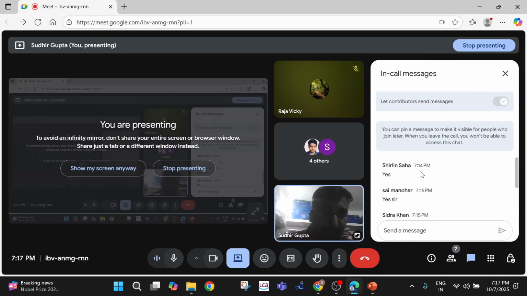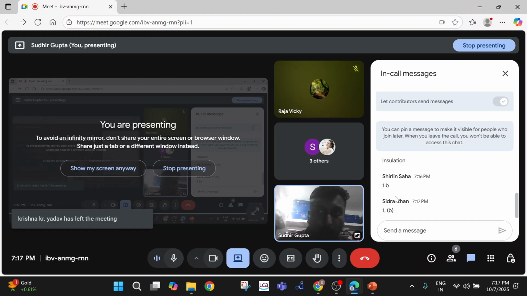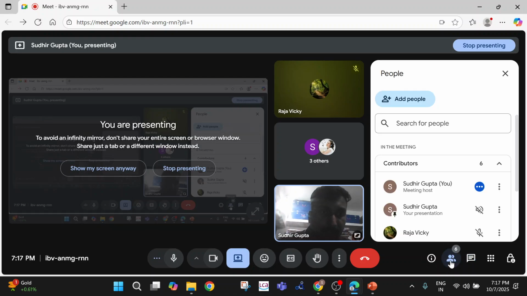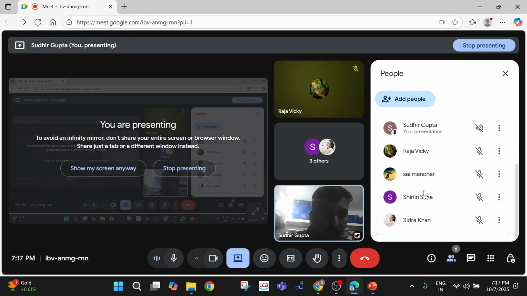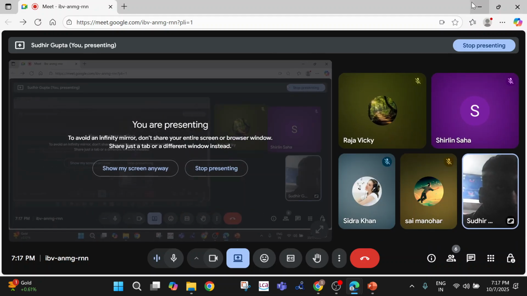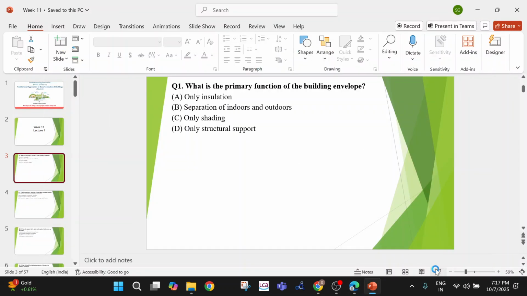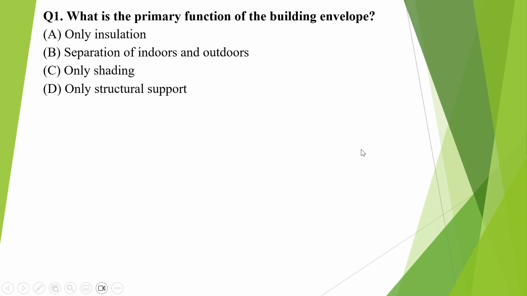As I can see, Sidra Khan was the first to answer this question, and he has mentioned it's B. Sai Manohar has answered it as insulation, and others have answered it as option B. So 1, 2, 3, 4, 5 participants are there. I have to discuss with you all that Sai has mentioned it's insulation only, option A.